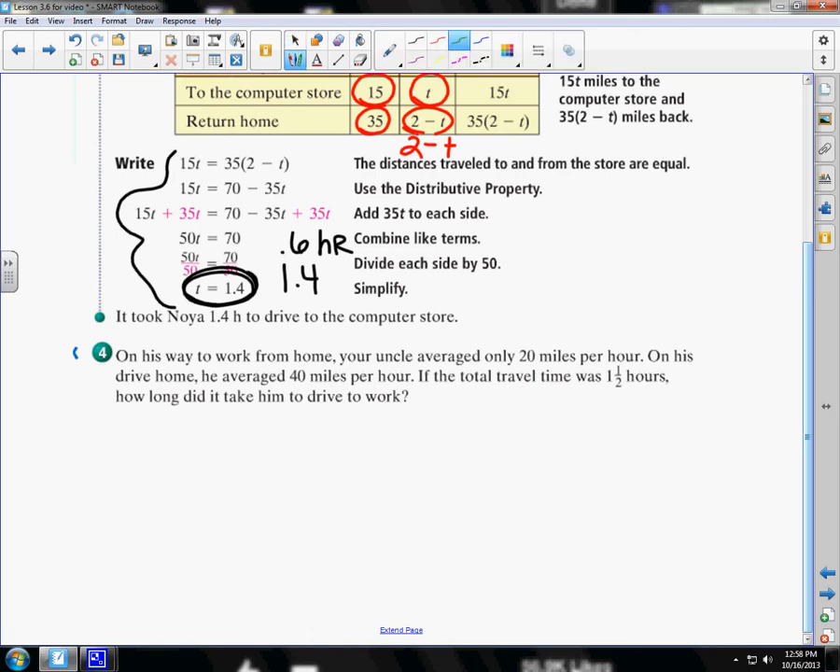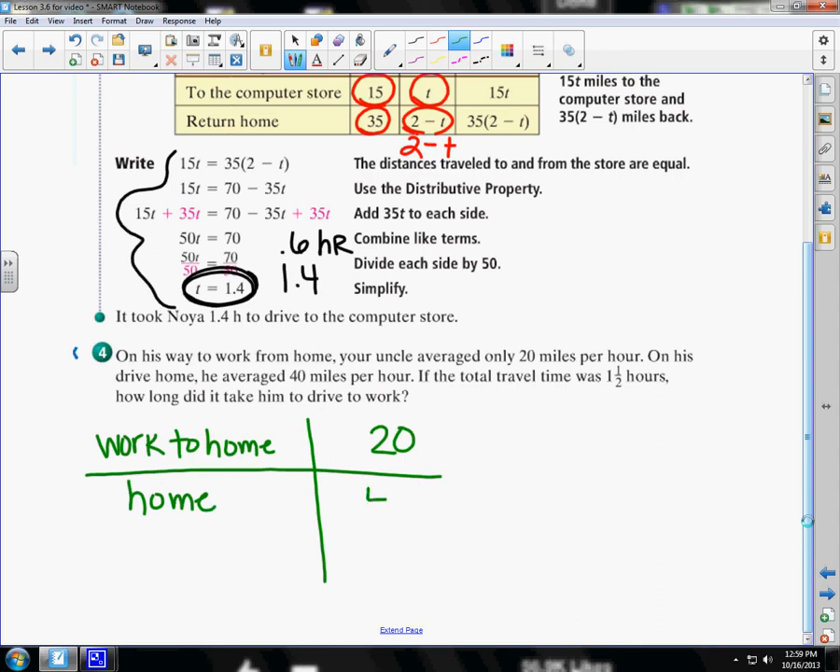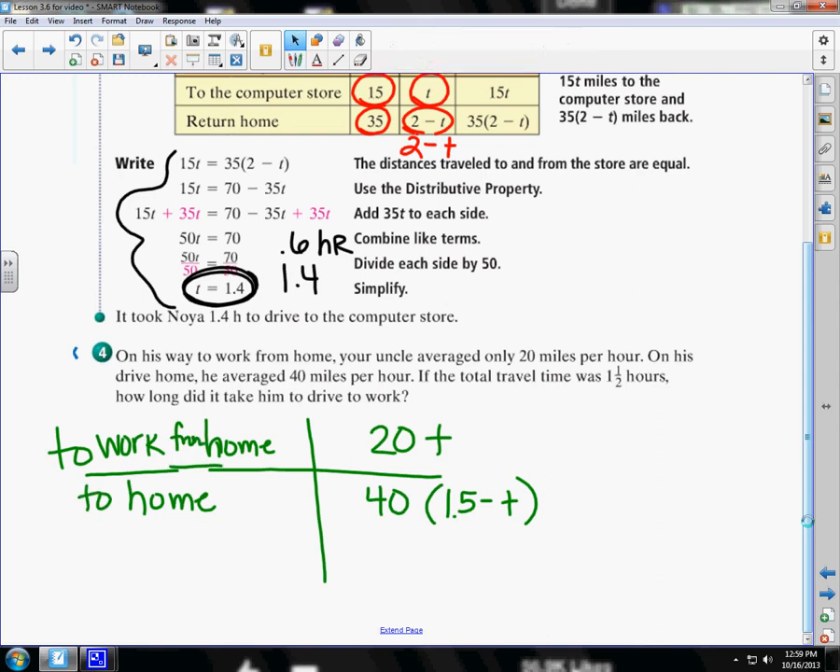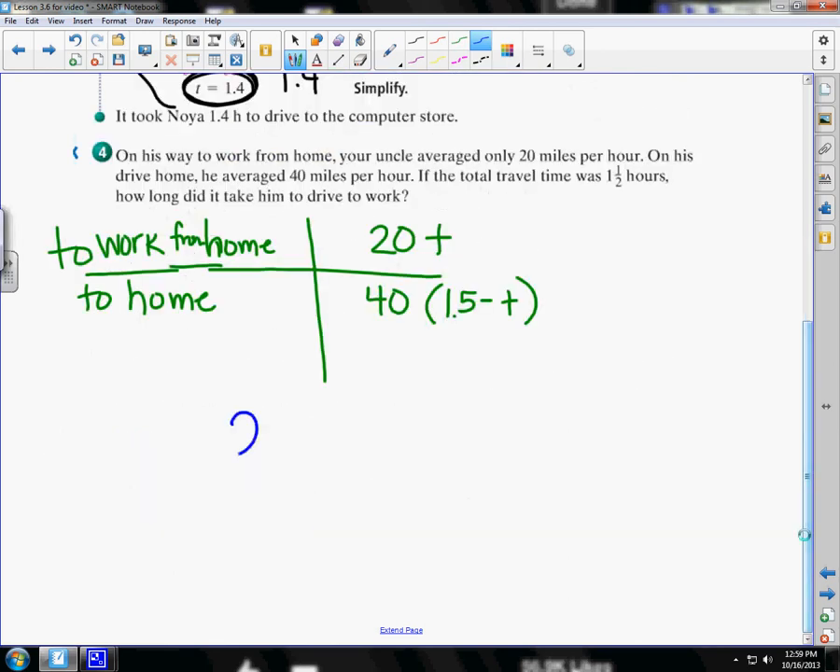Okay, so first you have your uncle averaged 20 miles per hour from home to work. Okay, I'm setting up a table. And then on his drive home, he averaged 40 miles per hour. If the total travel time was 1.5 hours, how long did it take him to drive to work? So first you're going to have 20 times t, and then this will be 1.5 hours minus my travel time to work from home, sorry. I wrote this wrong. To work from home. And then this is to home. So now I have my two equations. 20t equals 40 times (1.5 minus t).